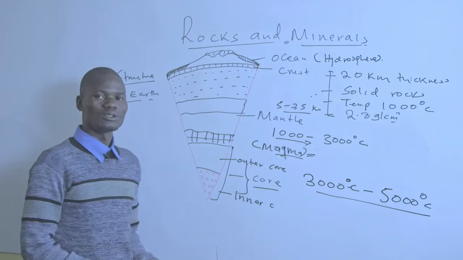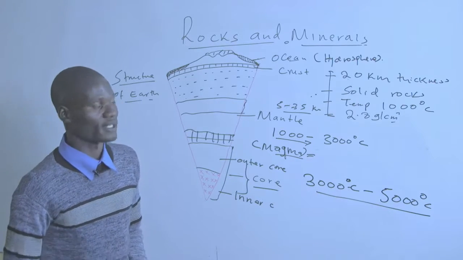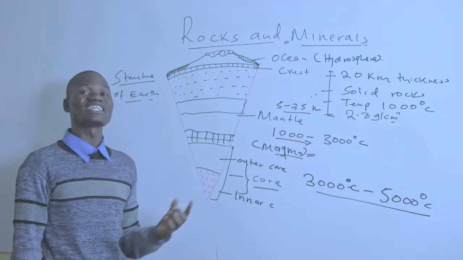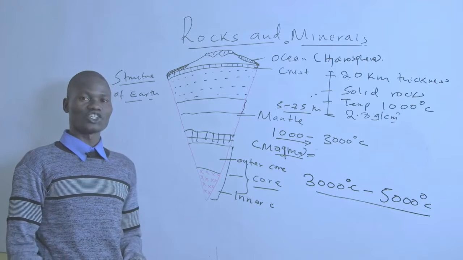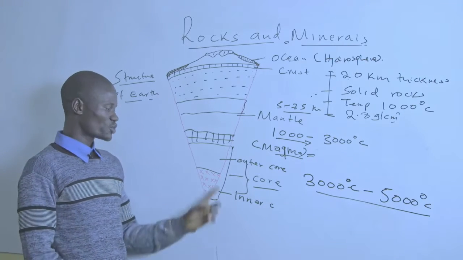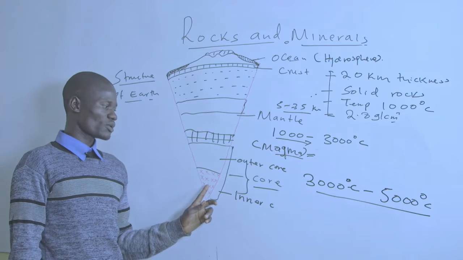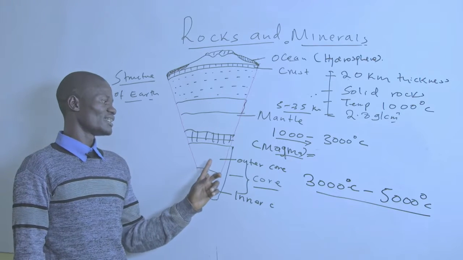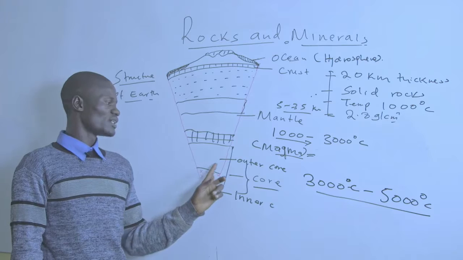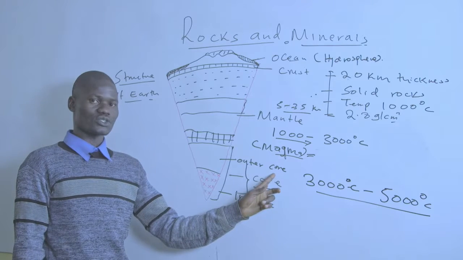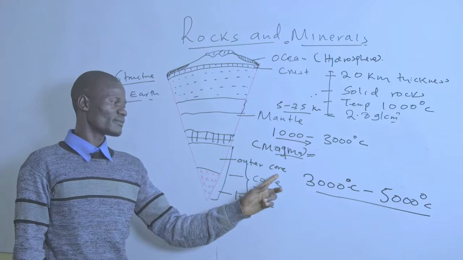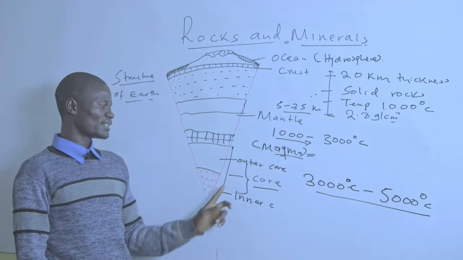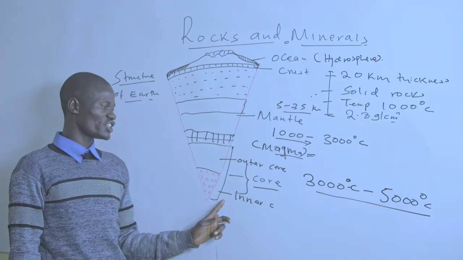The outer core is made up of semi-molten rocks, which are fluid in nature, and those are not rigid, that means they can be moved. But the inner core is made up of rigid rocks.